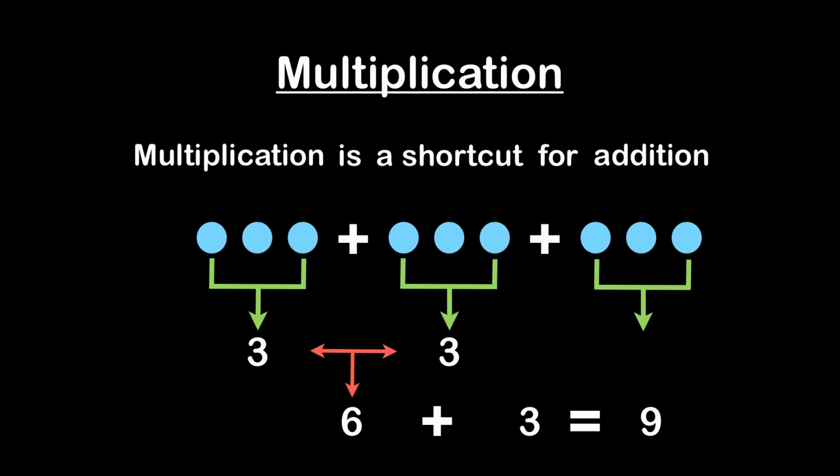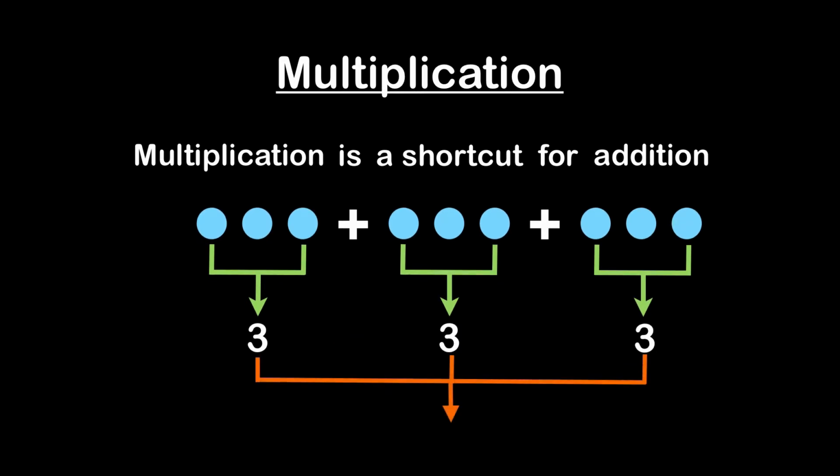But now let's see how multiplication is the shortcut for addition. We have three groups of 3. So in multiplication, we say 3 times 3, which is going to give us 9. Great. Anytime you see multiplication, you can break it down into addition, but that would take up a lot of time. But in this section, we'll continue to practice multiplication till you master multiplying.